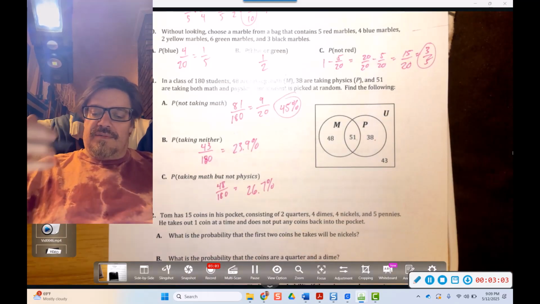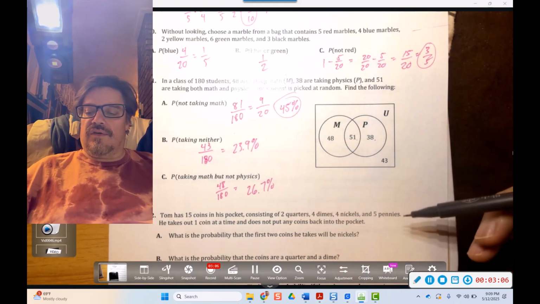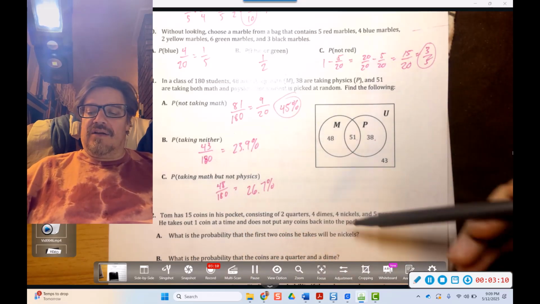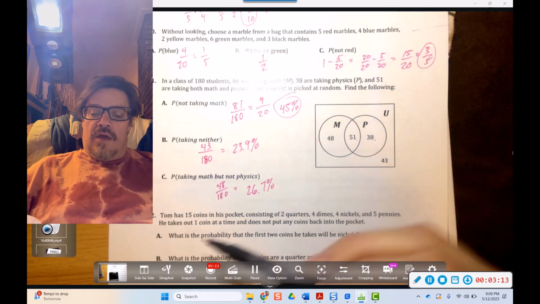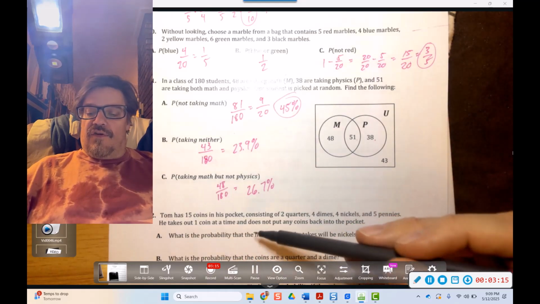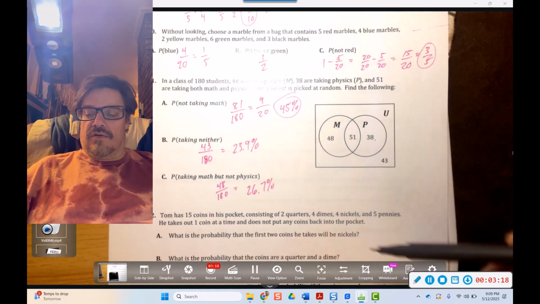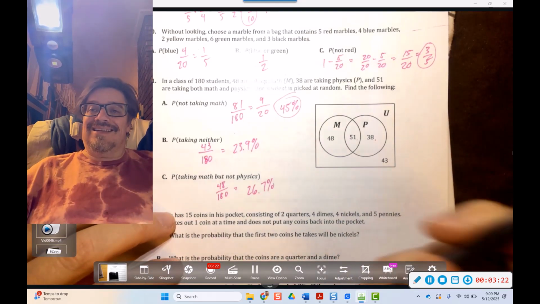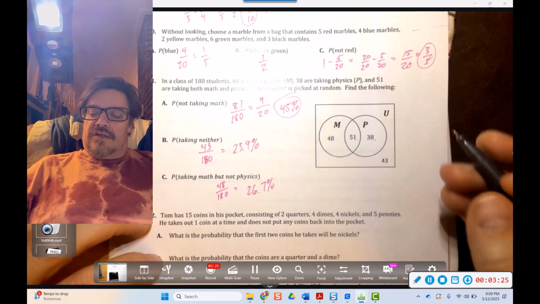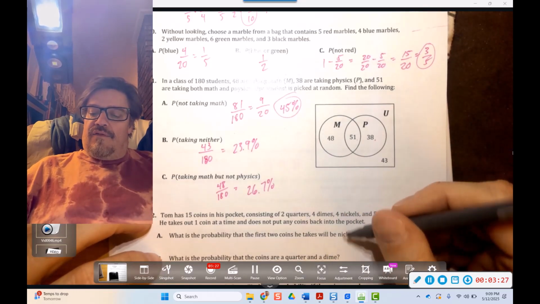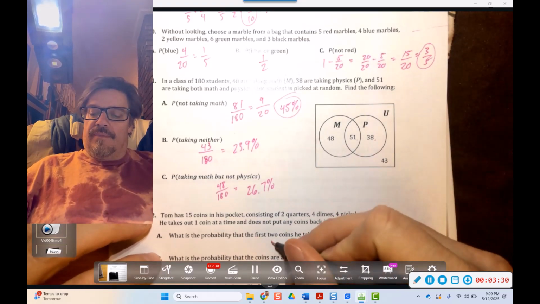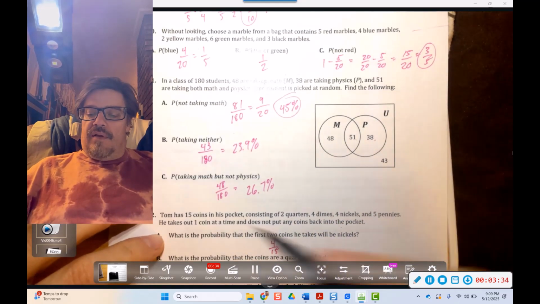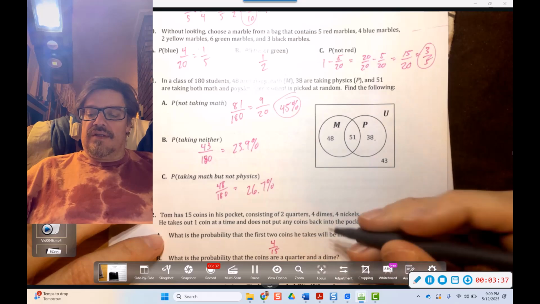Tom has 15 coins in his pocket, consisting of 2 quarters, 4 dimes, 4 nickels, and 5 pennies. He takes out 1 coin at a time and does not put any coins back into his pocket, so no repeating. What is the probability that the first 2 coins he takes will be nickels? Okay, so these are dependent events because the second event is dependent on the first one.